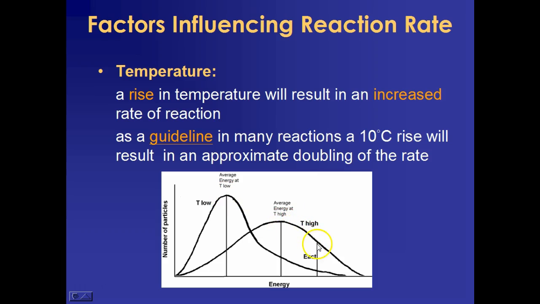But as we continue going and we reach that activation energy threshold, we see that this small area under the triangle at the low temperature is much less than this area underneath the high temperature curve. So we're going to have a lot more particles that are going to reach that activation energy component and therefore be able to become products at a much faster rate than they would at a lower temperature.